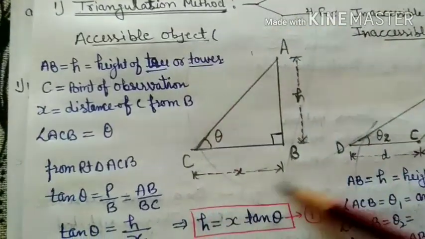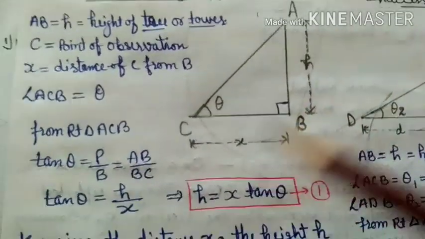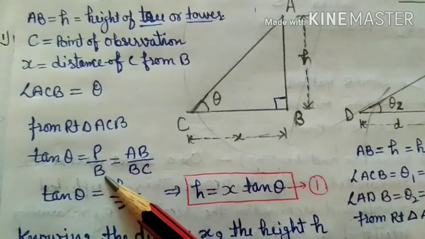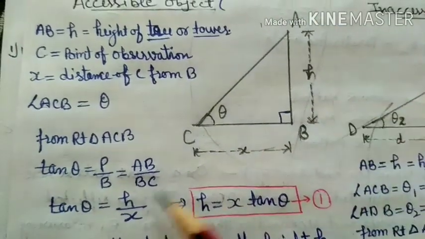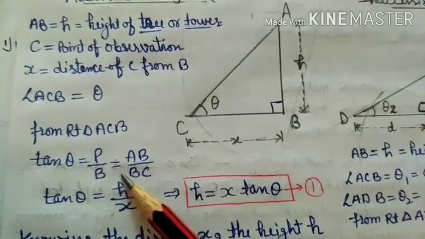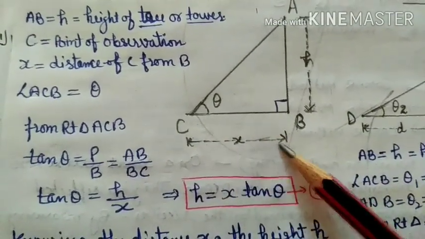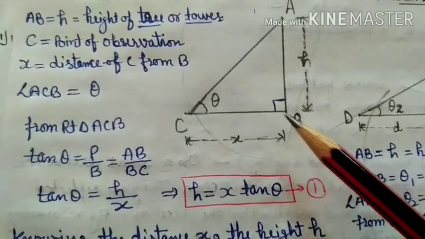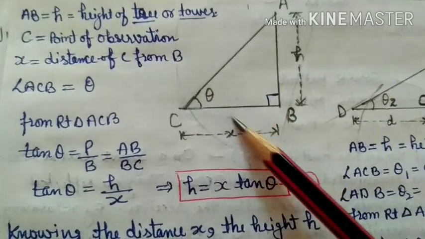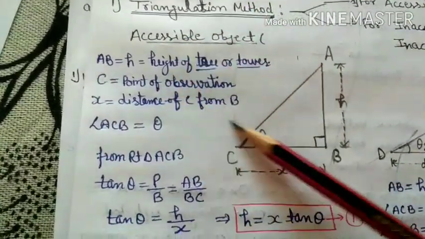Now here we use the triangulation method. In right angle triangle ABC, what is tangent theta? As we know, tangent theta is perpendicular upon base. Perpendicular is AB, base is BC, so AB upon BC. AB is h and BC is x. So tangent theta is h upon x, therefore h is equal to x tangent theta. It means simply by knowing x, the distance between the observing point and the base of the object, and theta, the angle of elevation, we can directly measure the height of an accessible object. This is the triangulation method for accessible objects.